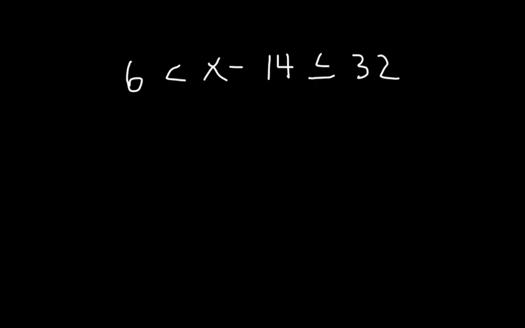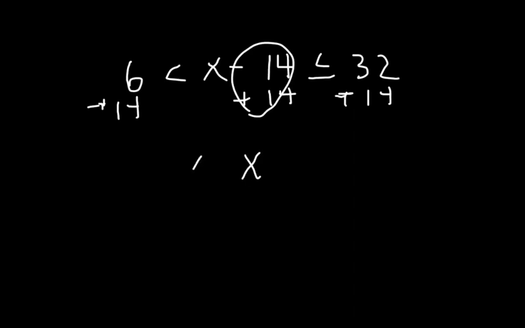So we want to get the variable by itself. We have to undo subtracting 14, which means we add 14. And we have to add 14 to the left side of the inequality, which would be here, to the 6, and to the right side of the inequality. So we have 3 additions to do. This would be a 0 pair, so that's an easy one. The inequalities are going to stay the same. The symbols will stay the same.